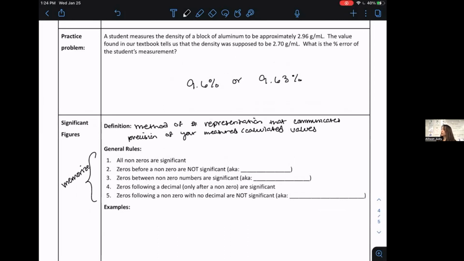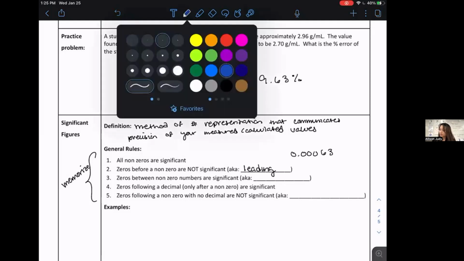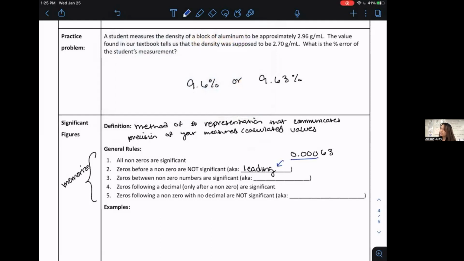One, all non-zeros are significant. We call any non-zero digit a significant one. Zeros before a non-zero are not significant, aka leading zeros. It's kind of like when someone leads you on, okay, non-significant. So 0.00063, all of these would be considered leading zeros, non-significant, but we do not get rid of the number. They're placeholders for keeping your value the same, but we wouldn't consider them significant. They're just getting you to the right value, but they don't hold that much meaning.